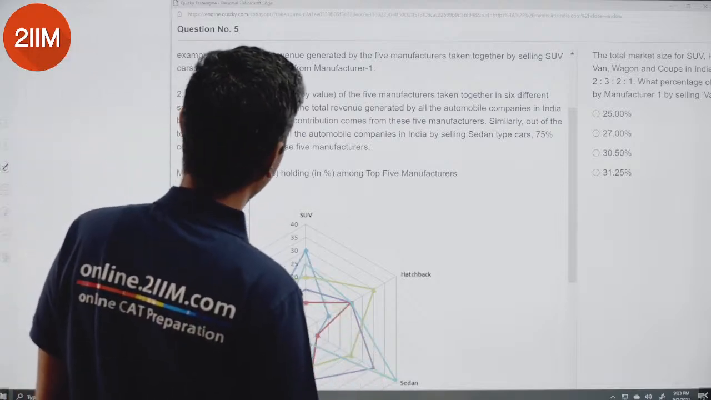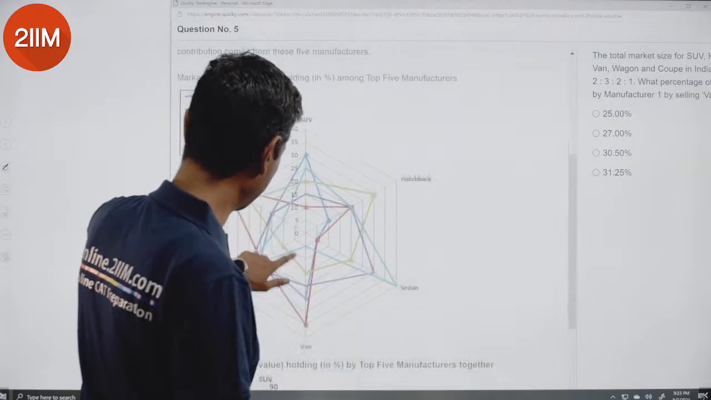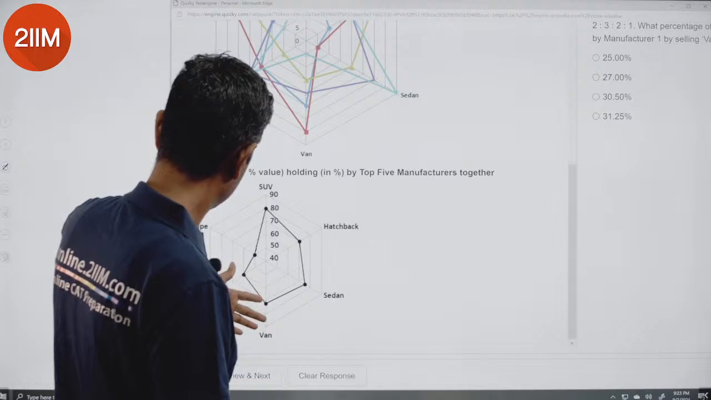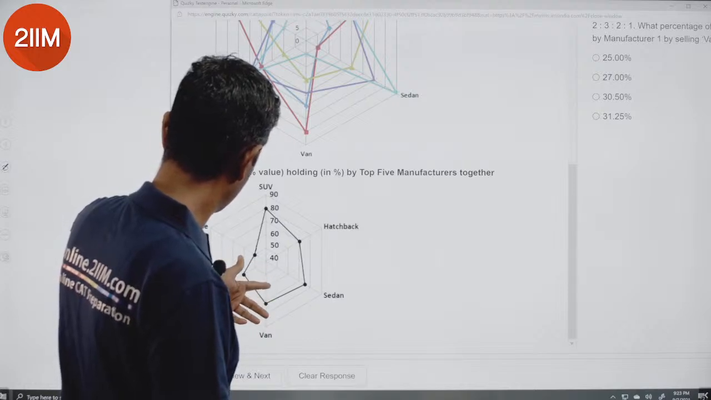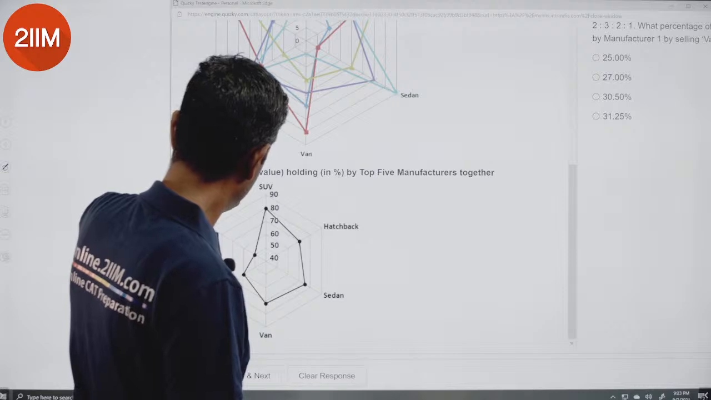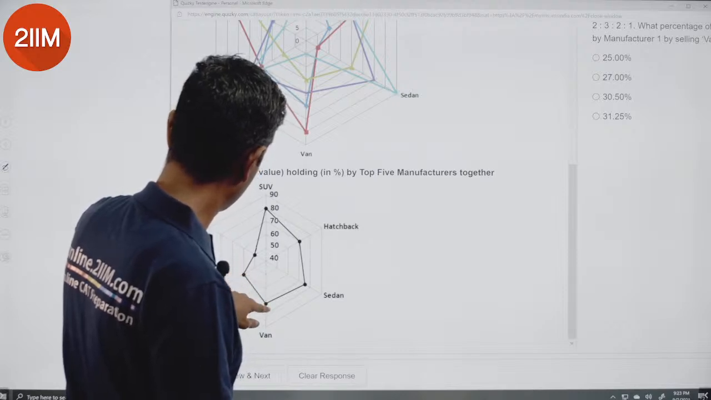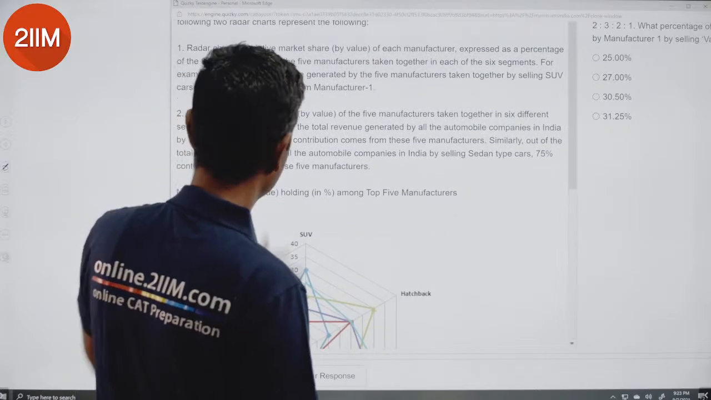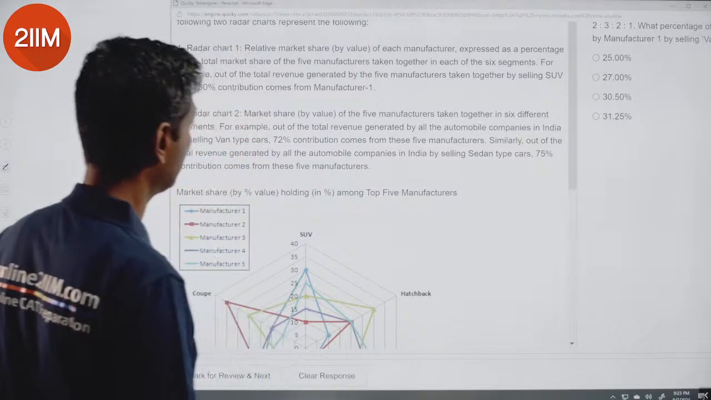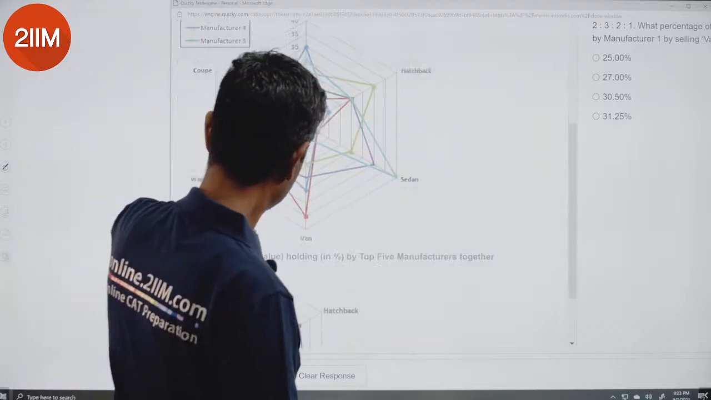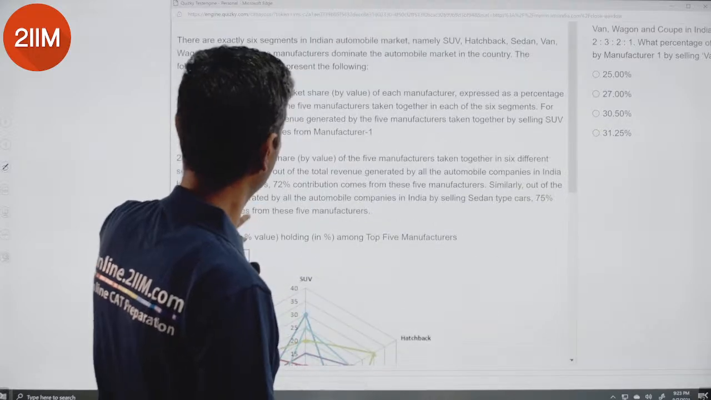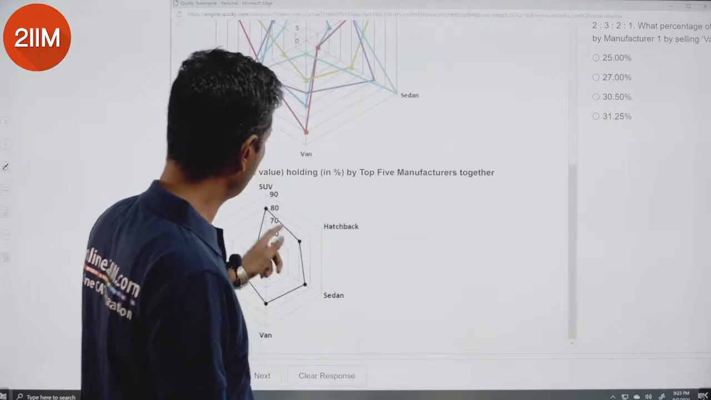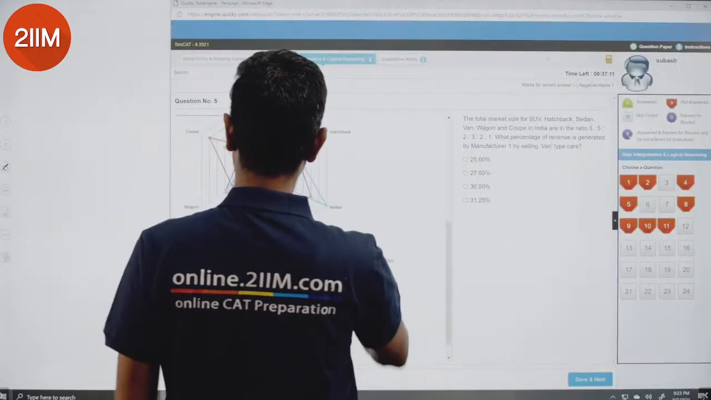Or the total revenue generated by all the automobile companies in India by selling van type cars: 40, 50, 60, 70, 80, 90. So 75% or 73% come from the 5 manufacturers. Or the revenues generated by all automobile companies, sedan, 75%. Lovely. I've got the hang of this. This is within the 5, what is your share? This is of the industry, what is the 5 share? Lovely. Now I can attack this.